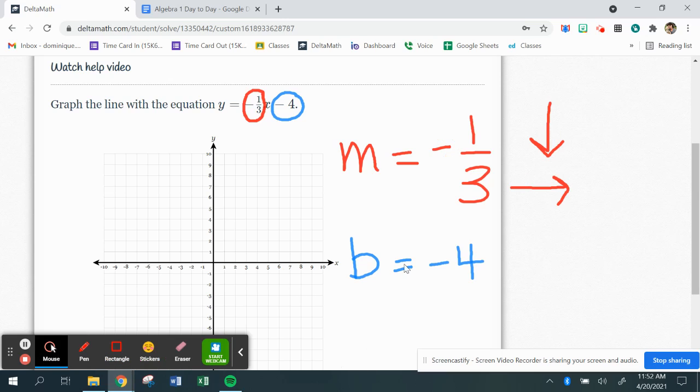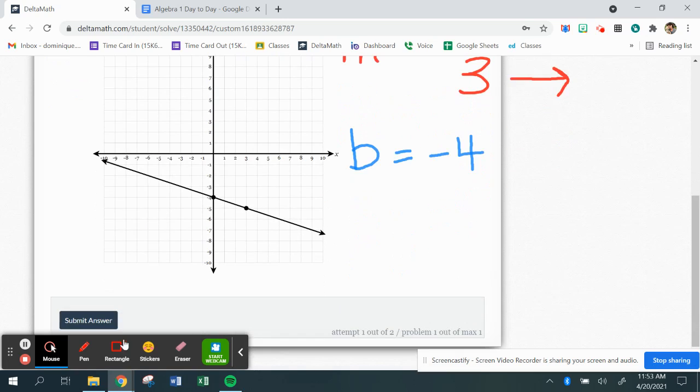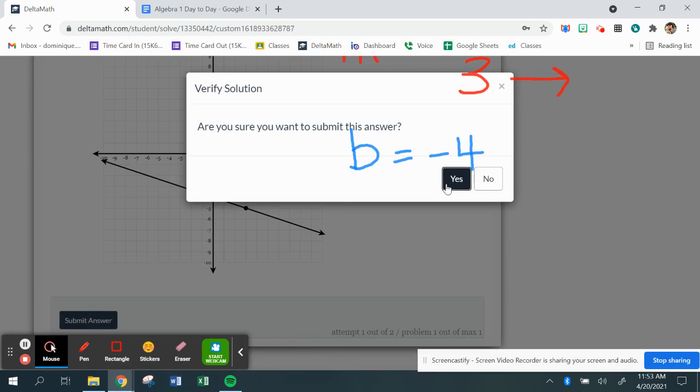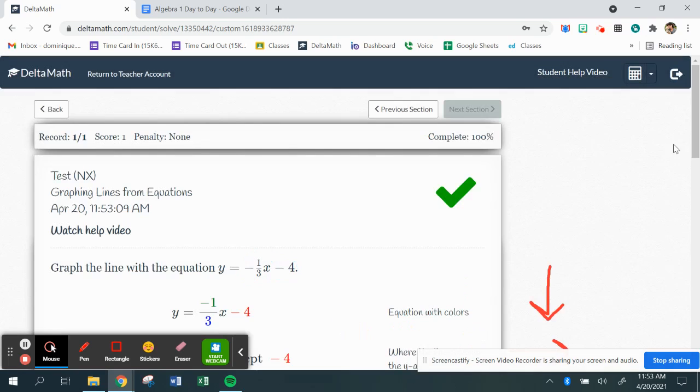Okay, so let's start by graphing our y-intercept. We're going to go to where y is negative 4. So I'm going to put a point right there. And then our slope says down 1 over to the right 3. So down 1, over 1, 2, 3. Click right there, and we can see it's going to continue down 1 over 3, down 1 over 3. All right, I'm going to click submit. Yes, I'm sure. And there we go.